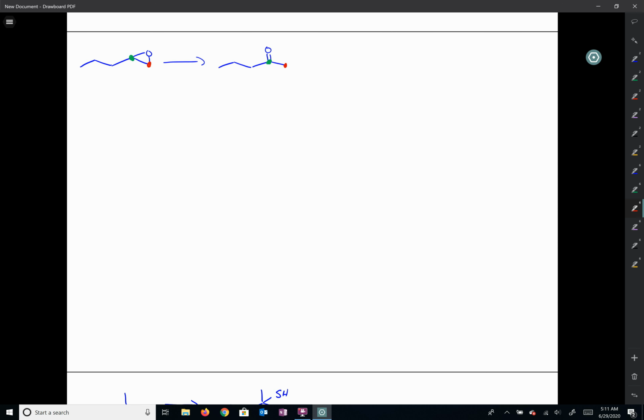What's the mechanism? How does this look? You guys should be able to do that, right? A hydride comes in, attacks the less substituted side, and pops open, right? That's ring opening under basic conditions, okay?